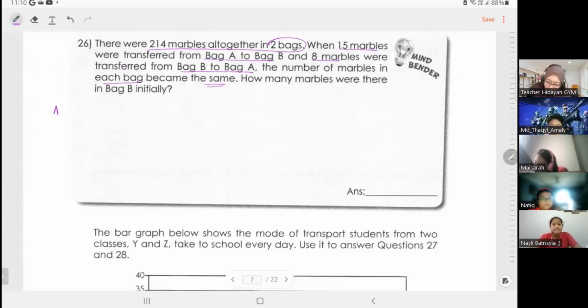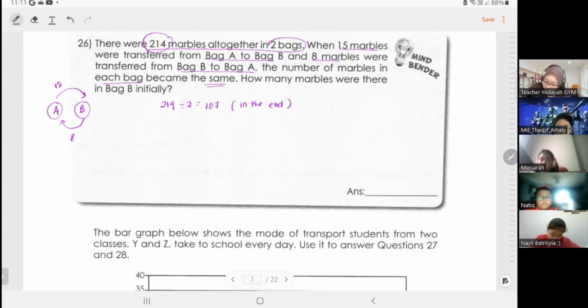For example, I have bag A and bag B. From A to B, they transfer 15. From B to A, they transfer 8. You see, it's just between the 2 bags, all right? Since it becomes the same, I have a total of 214, and becoming the same means dividing by 2. Each bag will have 107. In the end, bag A equals bag B: 107 and 107.